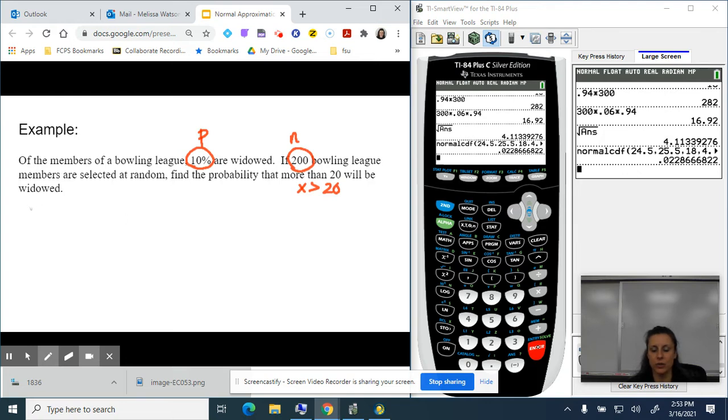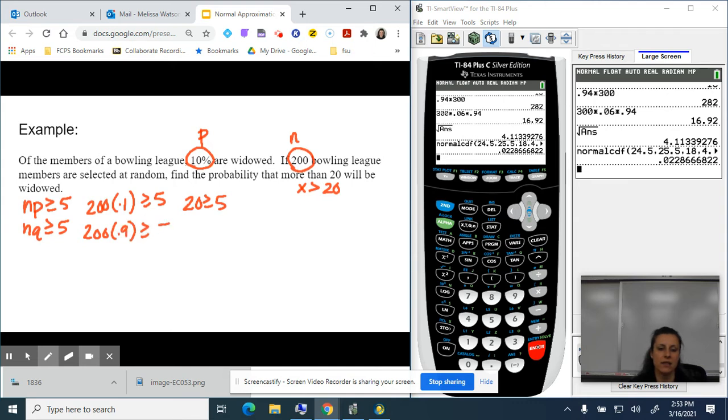Let's do our checks for normality first. So n times p and n times q have to both be at least 5. If I multiply n times p, that would be 200 times 0.1. That gives me 20, which is greater than 5. And then 200 times 0.9, is that at least 5? And that gives me 180. And those are both at least 5. So it's therefore normal.